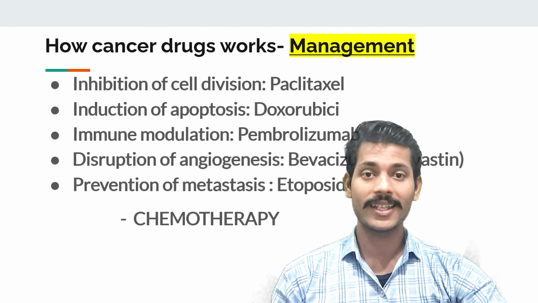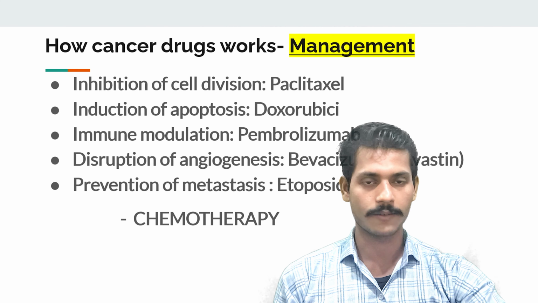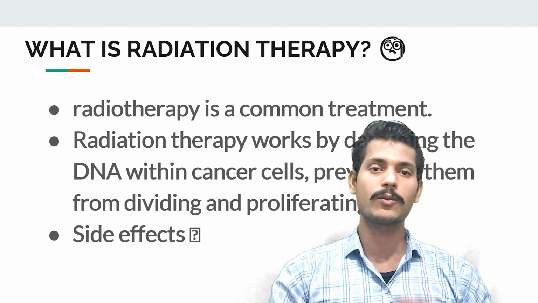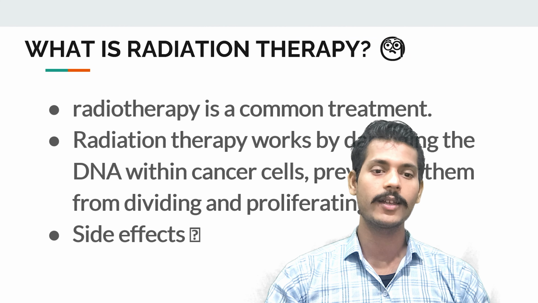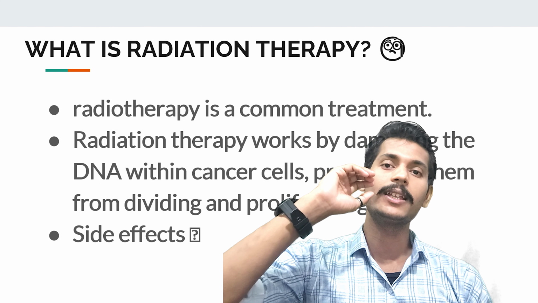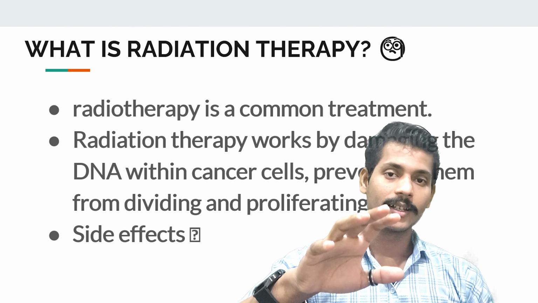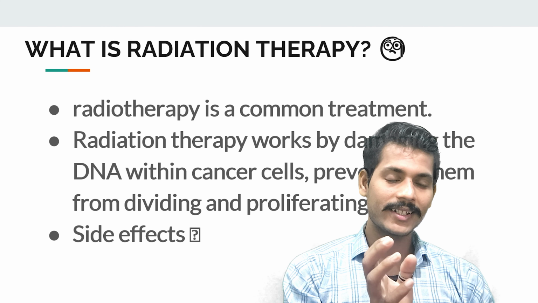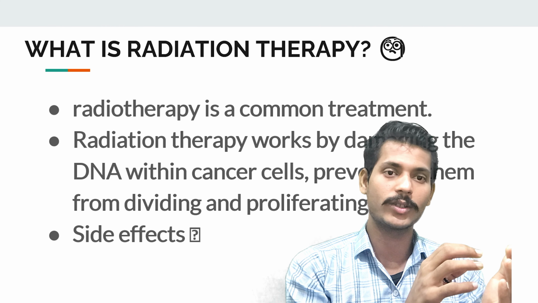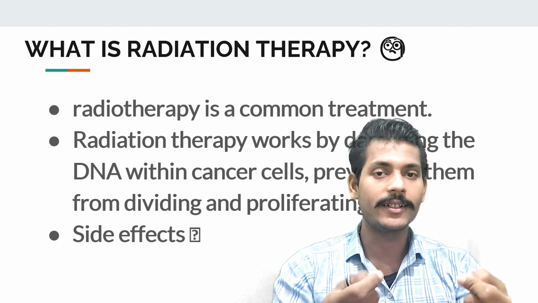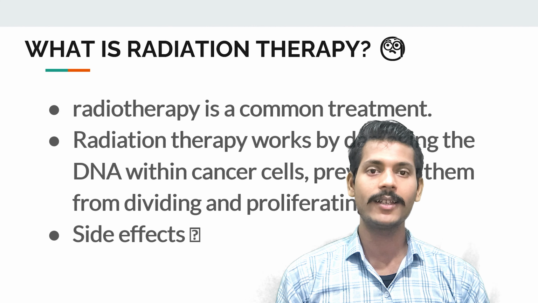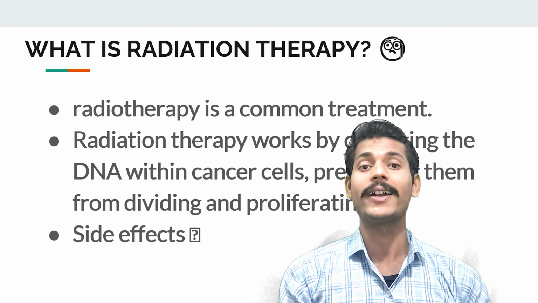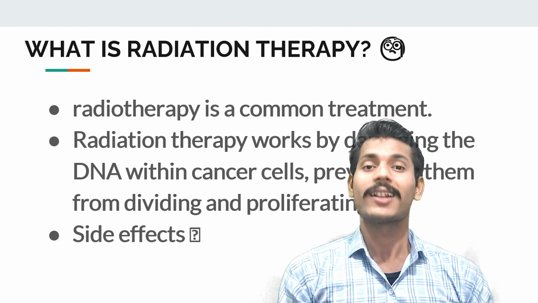Now let's see, are there any other ways to treat cancer? Of course, there are, and that is called radiation therapy. Radiation therapy is one common treatment in cancer, by which we emit certain radiation, and whenever these radiations go to the cancer cells, they mutate their genetic machinery, and thereby there is a suppression of the growth of cancer cells, preventing them from dividing and proliferating.